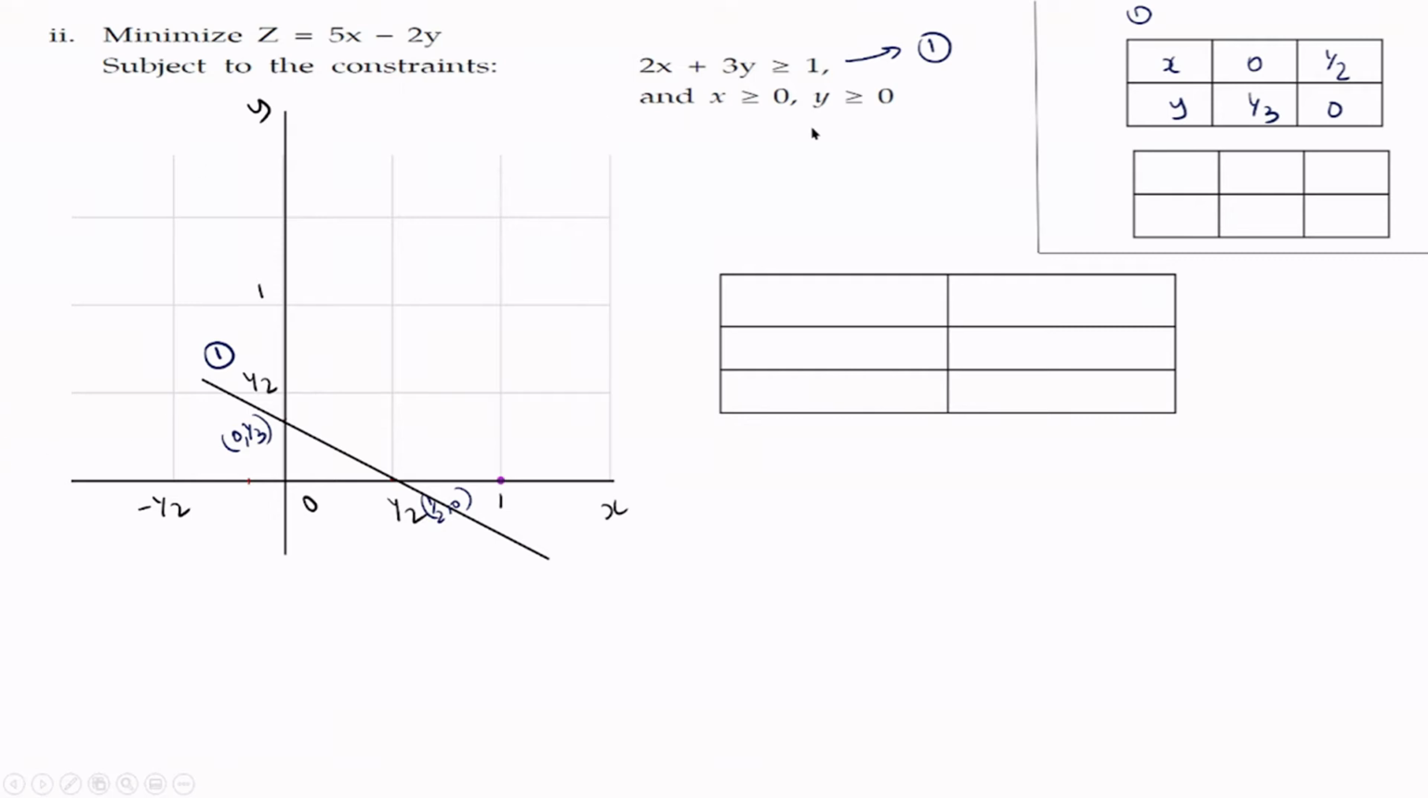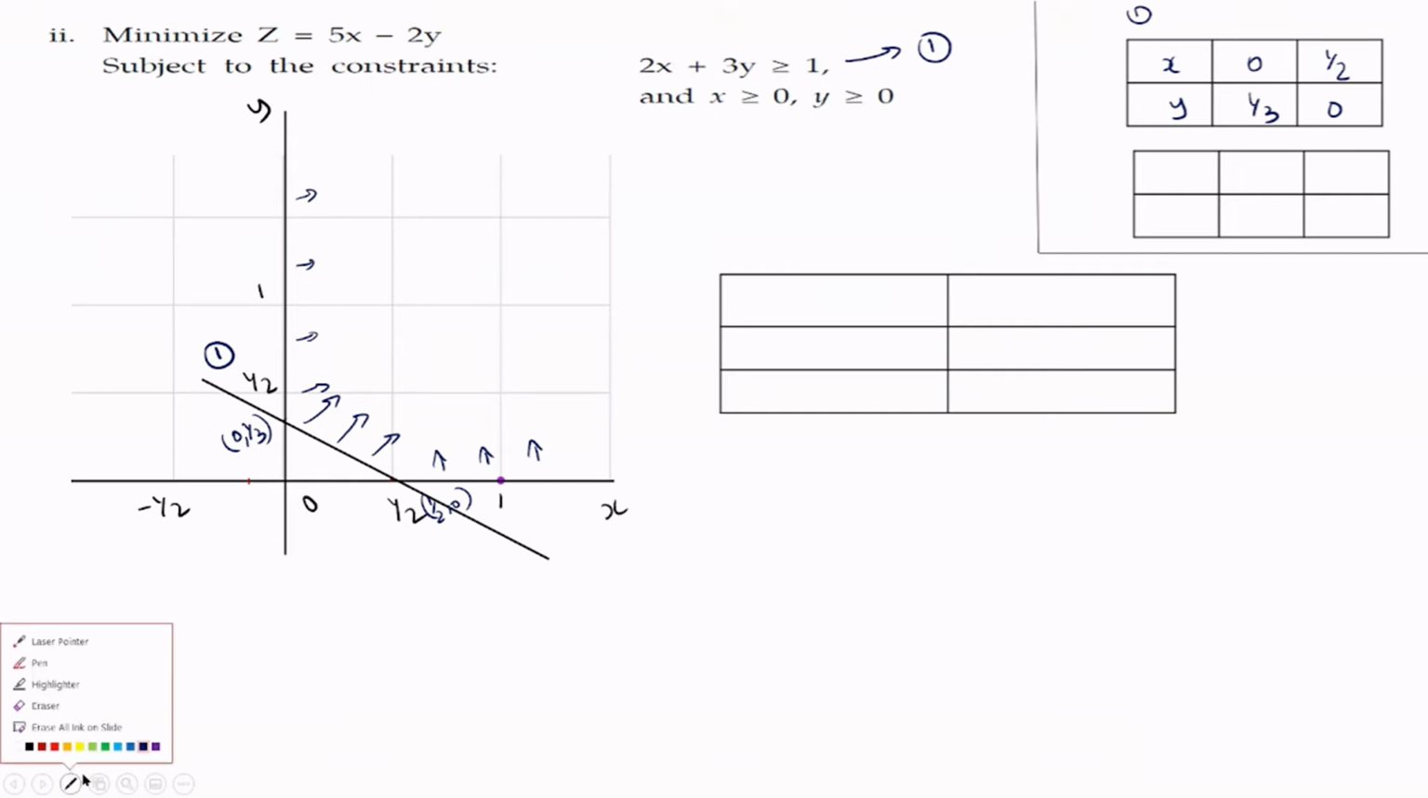Now since this is the only constraint which is given and we have the non-negative constraints, here x greater than or equal to 0, it is this part. This is x greater than or equal to 0 and this is y greater than or equal to 0. And now the region corresponding to 2x plus 3y greater than or equal to 1, if we substitute the coordinates of the origin 0 comma 0, then we can see that 0 is not more than 1, which means origin does not lie in this inequality. So the region corresponding to 2x plus 3y greater than or equal to 1, it is this part.